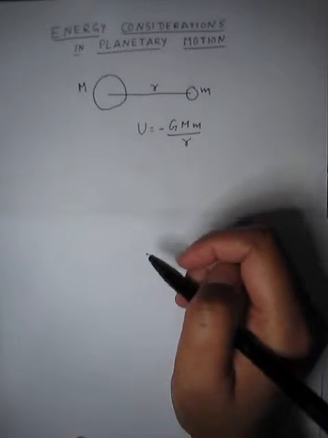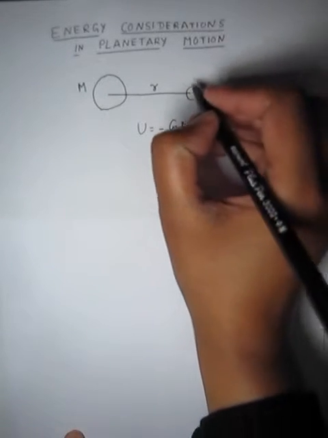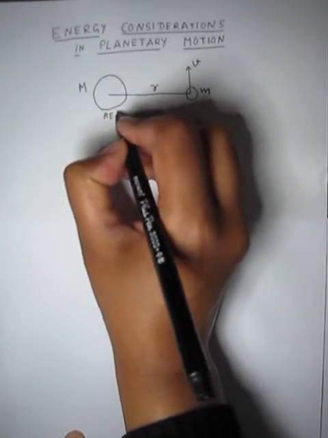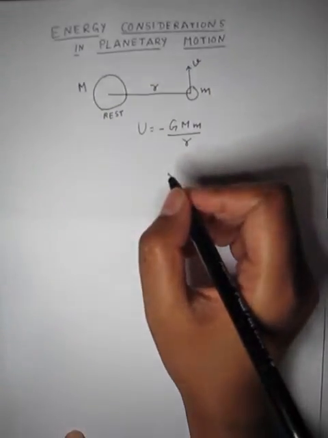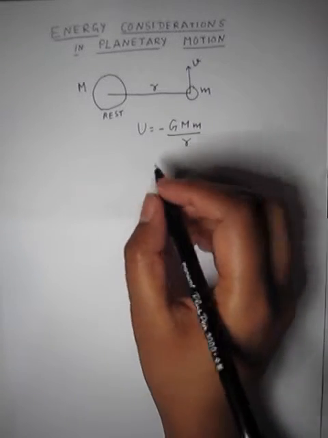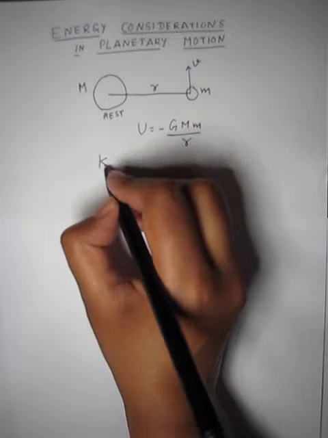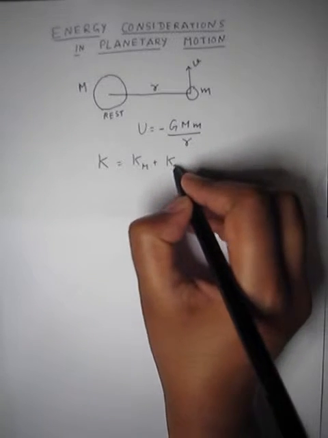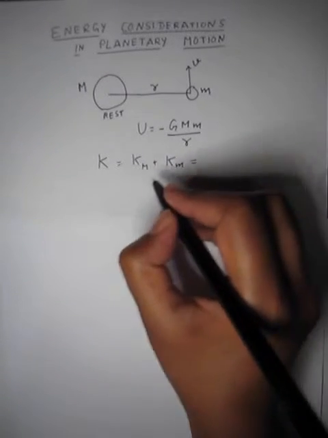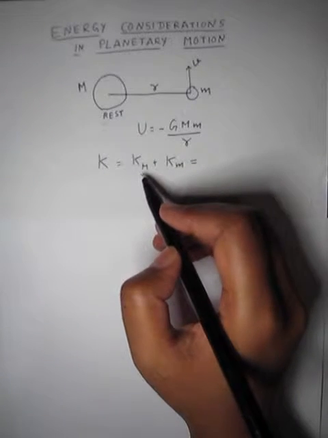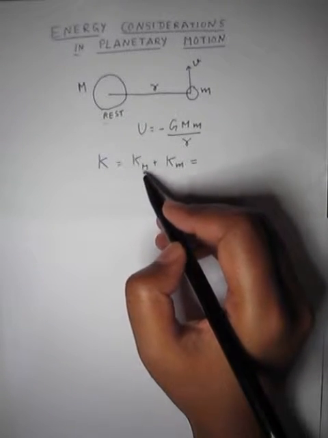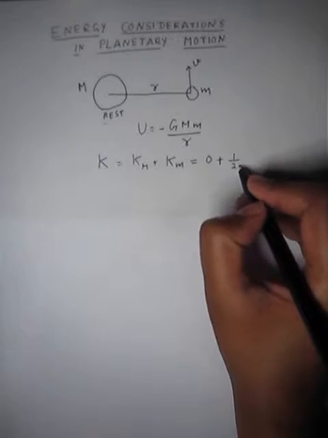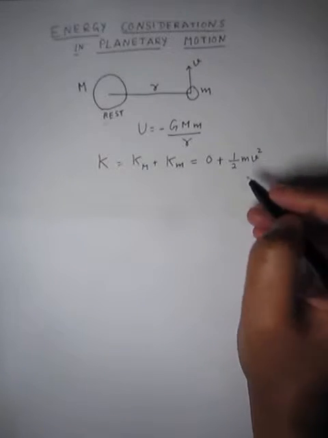But now if this object small m is moving, let us say with some velocity v, and this object is at rest, then this system will also have some kinetic energy. So the total kinetic energy of this system will be the kinetic energy of capital M plus the kinetic energy of small m. Because we know that capital M is at rest, the kinetic energy of the bigger mass will be 0, plus the kinetic energy of the smaller mass, which will be simply 1 upon 2 mv squared.